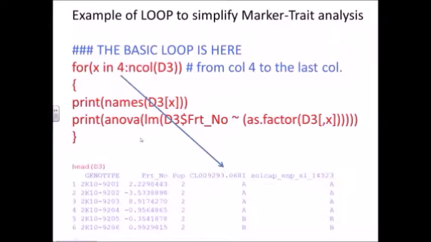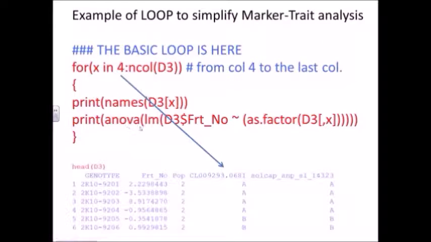Okay, so the marker trait models that I'm going to use are going to use the for loop. For our variable x in column 4 to ncol in the file D3. So ncol means the last column. Why am I starting with 4? Starting with 4 because that's my first marker. So what I'm doing in this model is, first of all, I'm saying use x from 4 all the way to the end. Print the names, and that's important because if I don't print the names, I have no idea which marker I'm looking at.